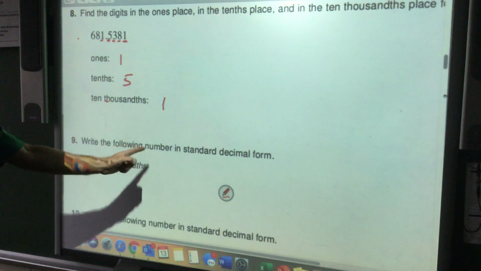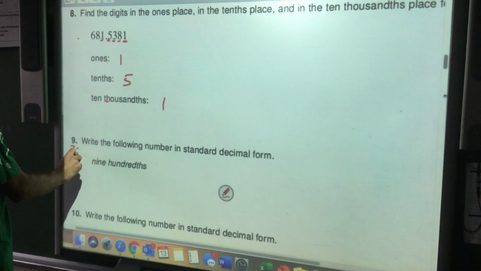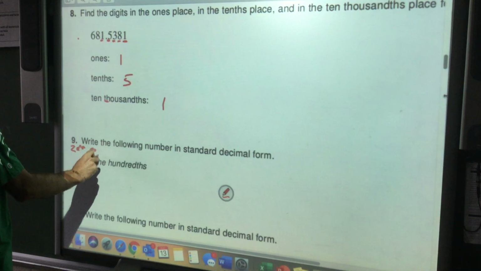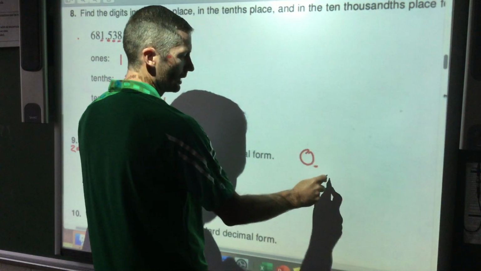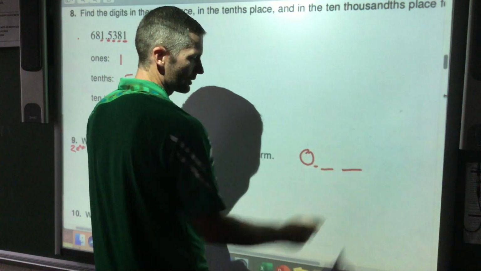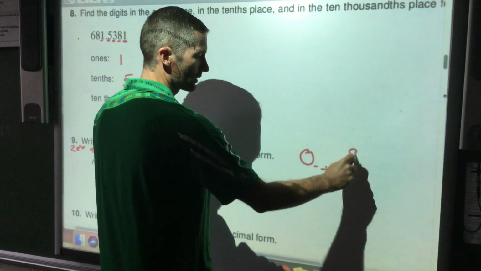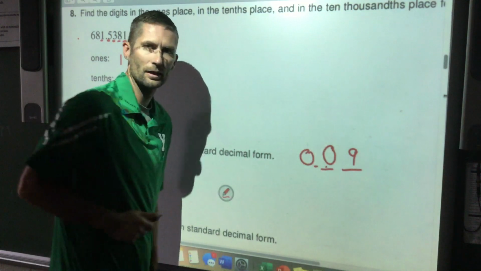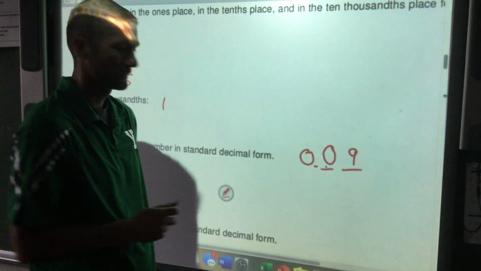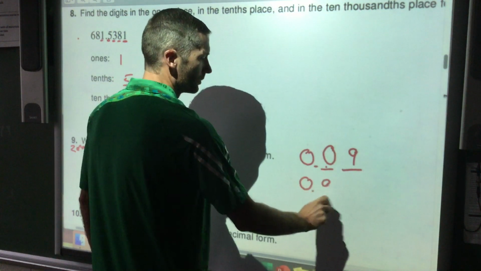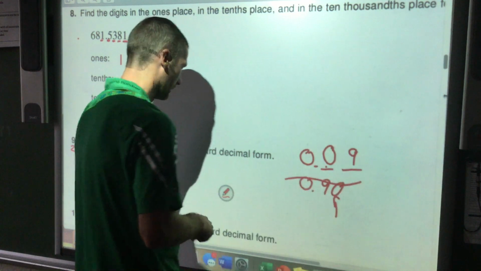Write the following number in standard decimal form. 9 hundredths. This is really saying 0 and 9 hundredths. So we have 0 and we know we have to get all the way to the hundredths place. Tenths, hundredths. We're 9 hundredths. So we got to fill in a 0 in there. 0 and 9/100. Okay? This is not 9/100. We are going to the hundredths place value, but that's 90/100. Don't do that.